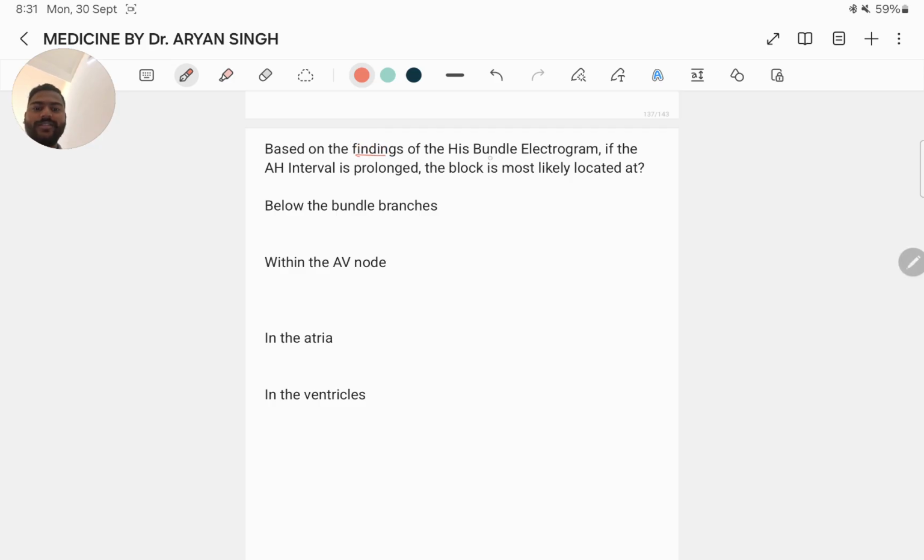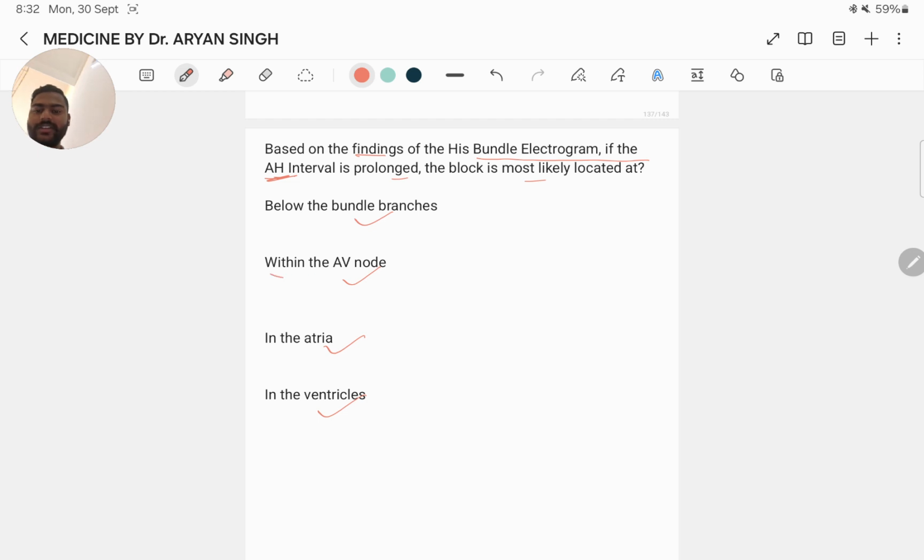Based on the finding of His bundle electrogram: if the AH interval is prolonged, the block is most likely located below the bundle branches, within the AV node, in the atria, or in the ventricle? Here the question says the AH interval is prolonged.